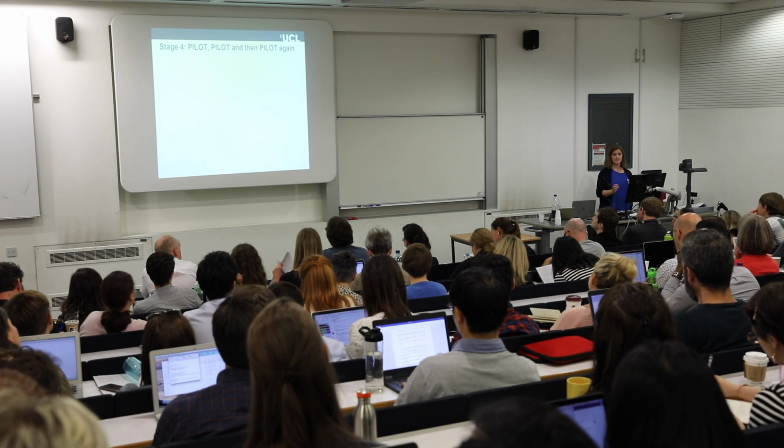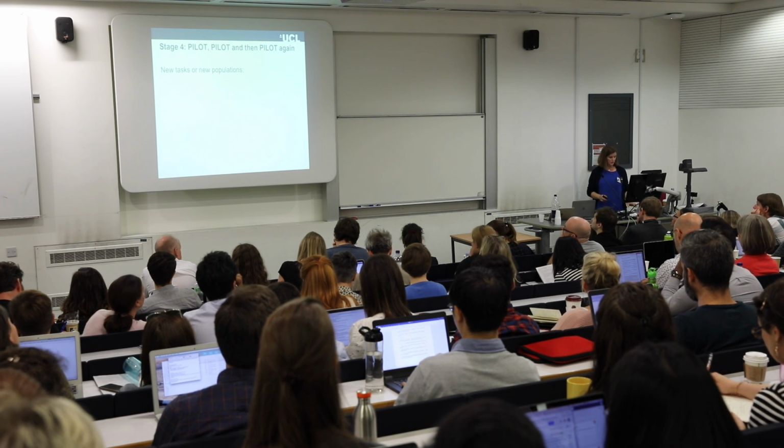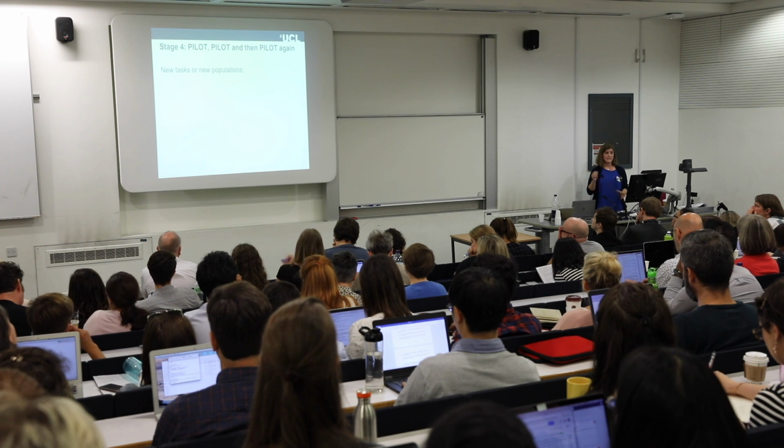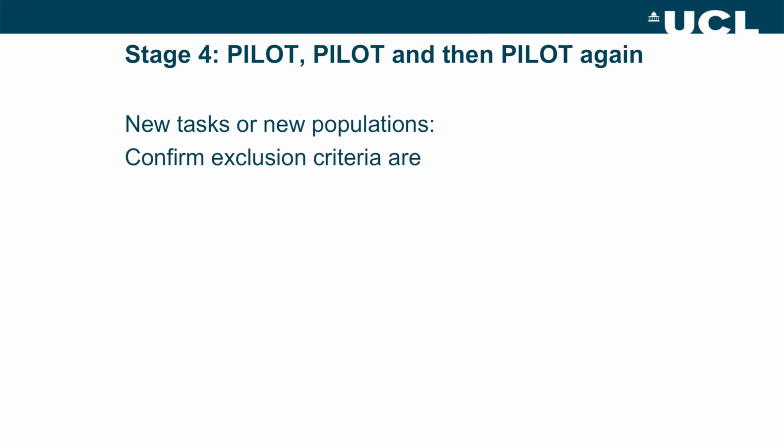Then, this is the point we've just heard from Katia, you pilot and you pilot and you pilot again, particularly if this is a new task or a new population. Because this is how you know that your exclusion criteria are going to work. You know that what you're expecting a typical participant to do will not be excluded. Ideally, you run some participants in the lab where you can actually see what they're doing, you look at their data, and you see how their actual behaviour maps onto your exclusion criteria. You need to make sure that your exclusion criteria are sufficient, that they are getting rid of all the people whose data you would actually really like to get rid of because you don't trust it.